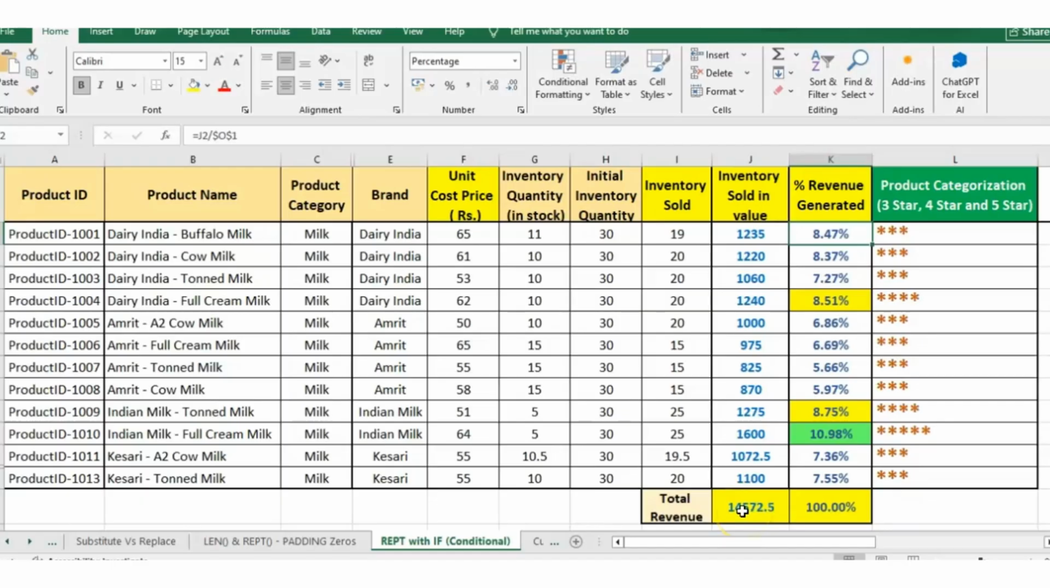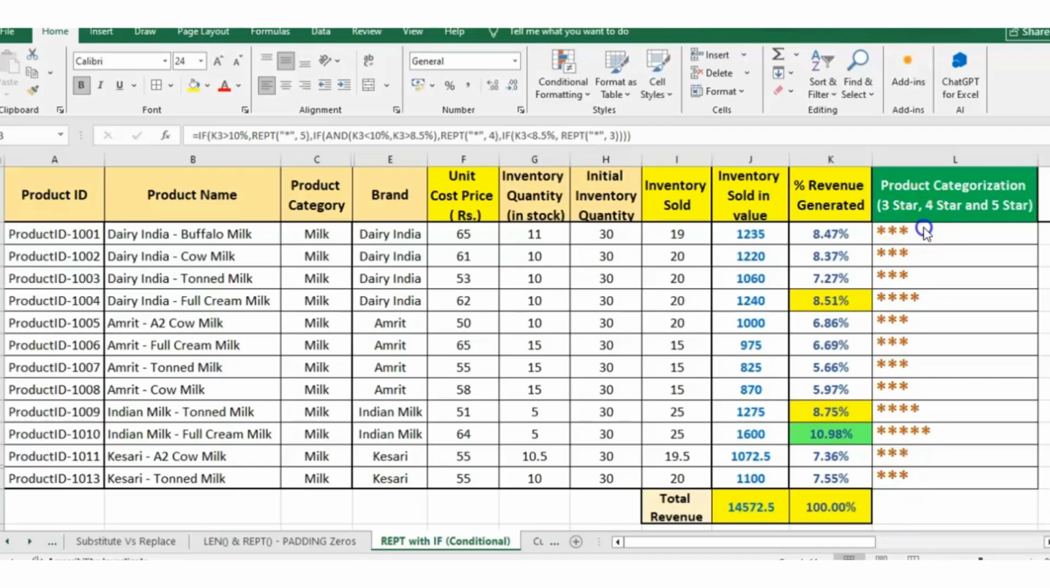We can get this revenue generated in percentage for all the products starting from A2 to A14, and we can see that there is only one product which is categorized as 5-star product, and there are only 2 products which are categorized as 4-star products. The remaining belong to the 3-star products. To get the pictorial representation of product performance for each product, we can use if function and repeat function.